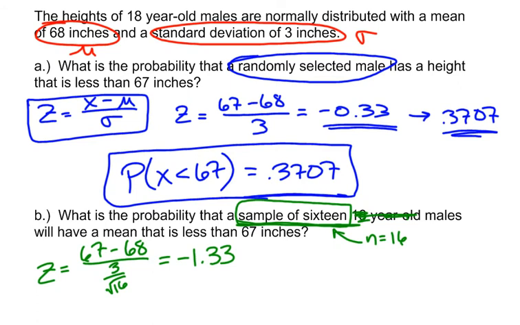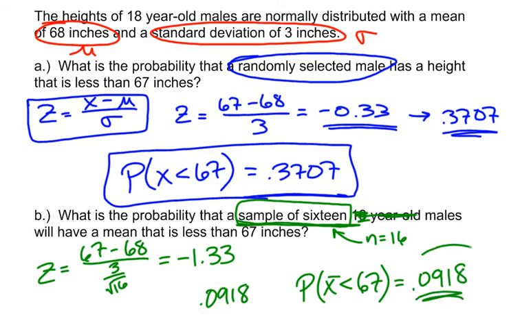So we have a z now of negative 1.33, and we're going to look that up in the table. When we look that up in the table, we find the area to the left of that to be 0.0918. So the final answer is our probability that x bar, our sample mean, will be less than 67 is going to be equal to 0.0918.